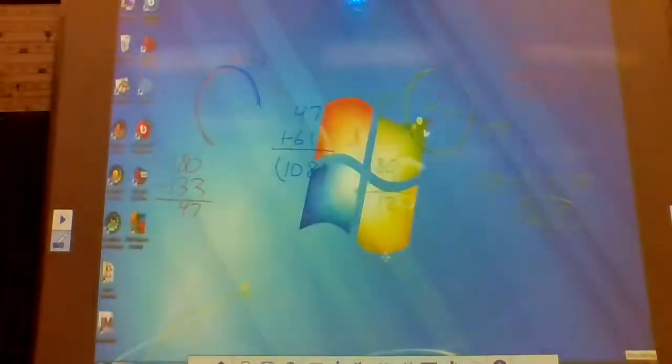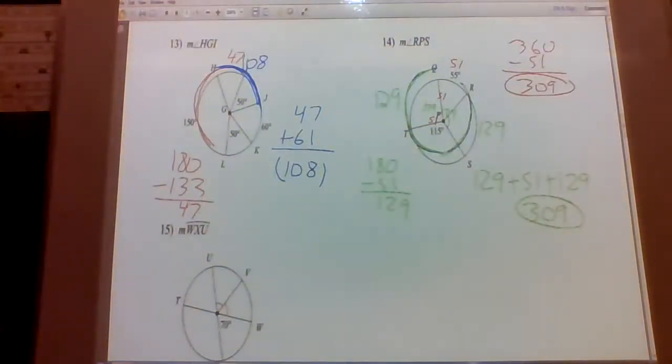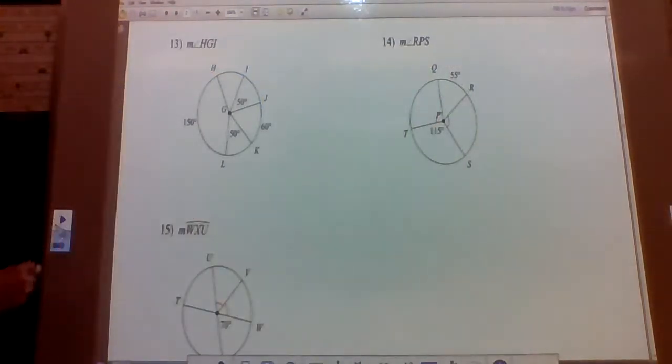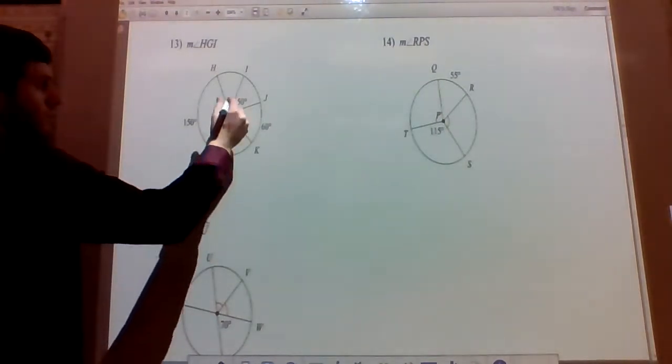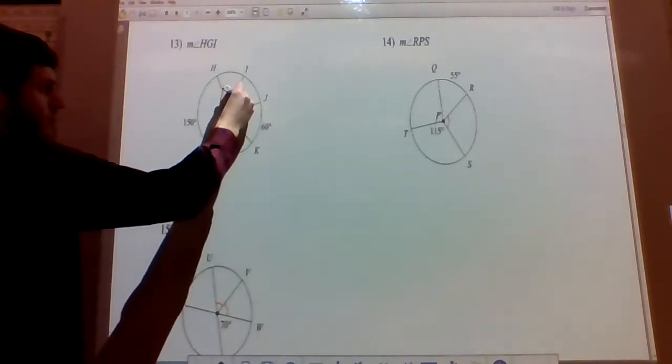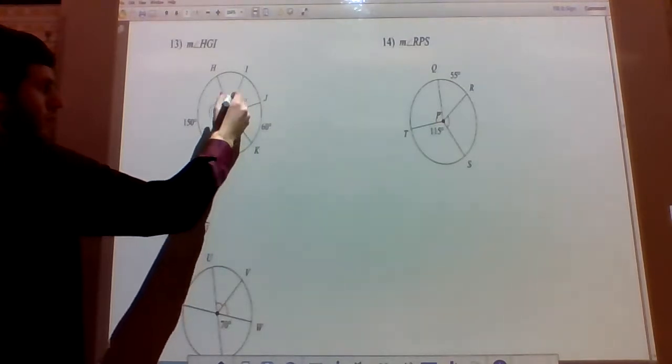13 and 14. Oops. Okay, 13 and 14. So we want to find the measure of angle HGI. So again, this could mean two different things. We're not sure entirely. It could be the small angle or the large angle. Let's just assume it's the small angle here.